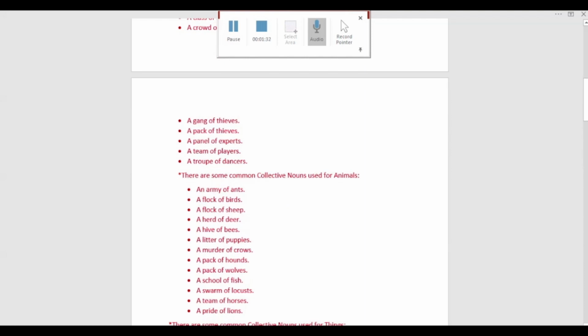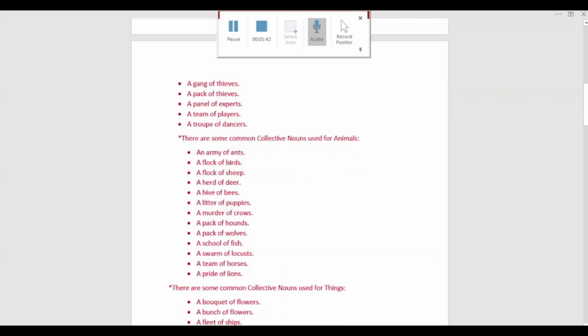Then come collective nouns used for animals. An army of ants, a flock of birds, a flock of sheep, a herd of deer, a hive of bees, a litter of puppies, a murder of crows, a pack of hounds, a pack of wolves, a school of fish, a swarm of locusts, a team of horses, a pride of lions.